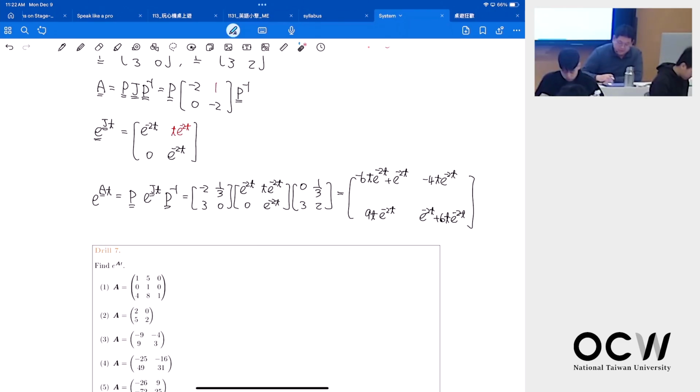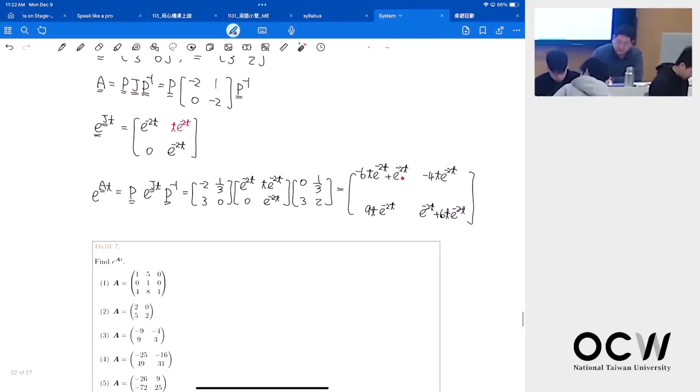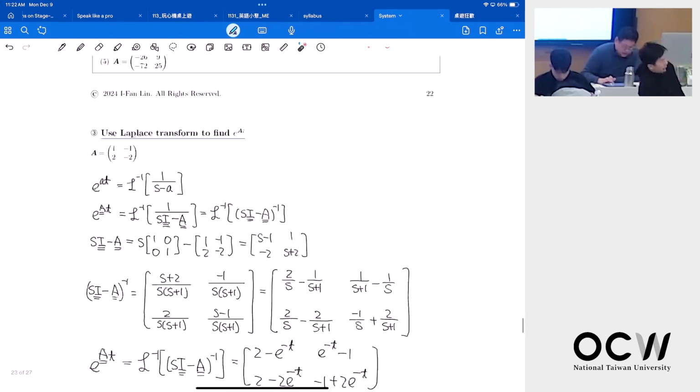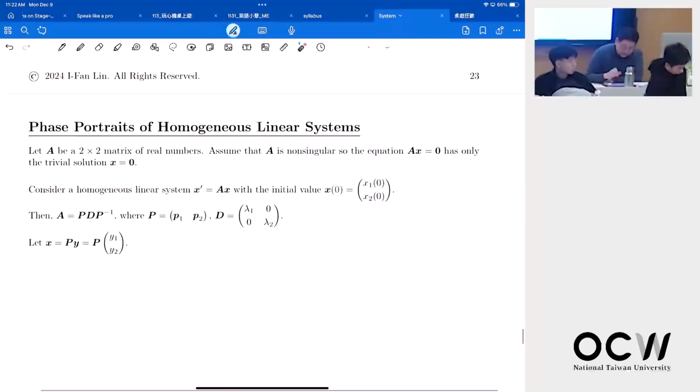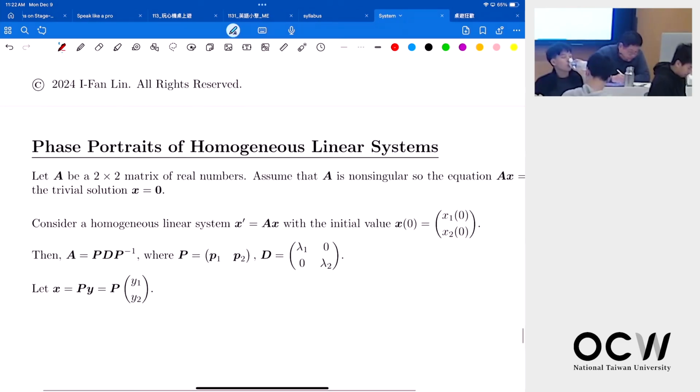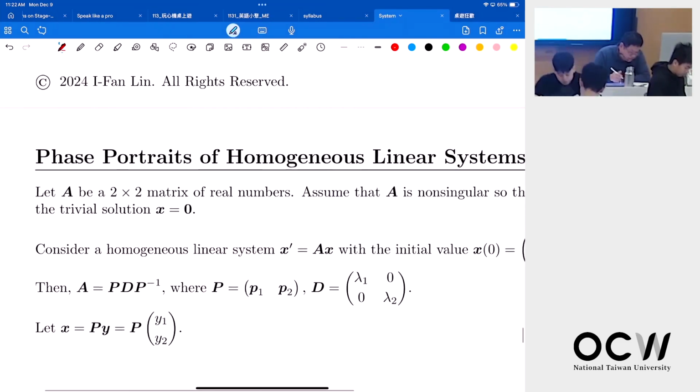Because when t equals 0, where's the point? When t goes to infinity, how do they go? They will go to infinity, or they shrink, or they converge. So that's why we have phase portraits of the homogeneous linear systems. For the phase portraits, that means we need to sketch the trajectories.